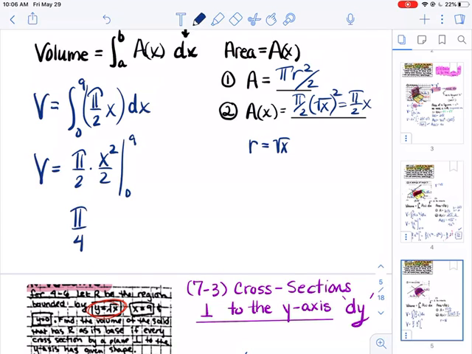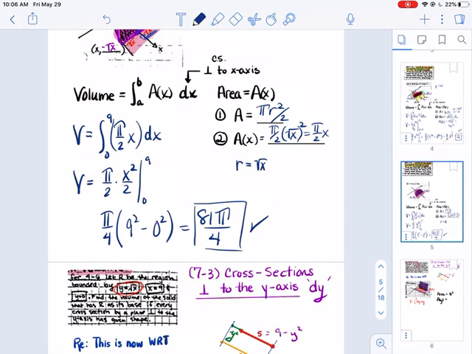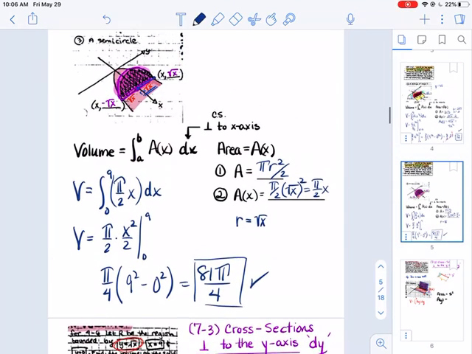So then we get pi over 4. I put that out front, and then I have 9 squared minus 0 squared. We could just write that as 81 pi over 4. 81 pi over 4. And I hope this video was helpful with cross-sections perpendicular to the x-axis.